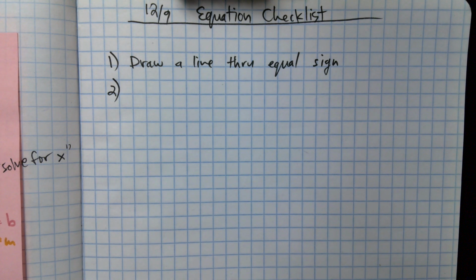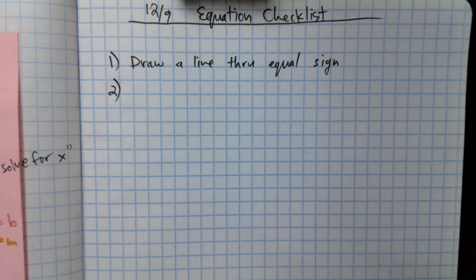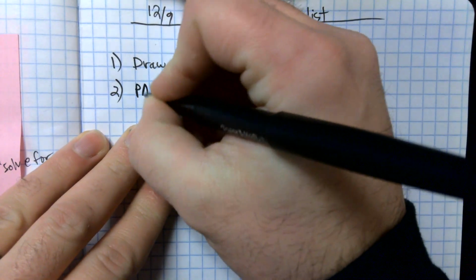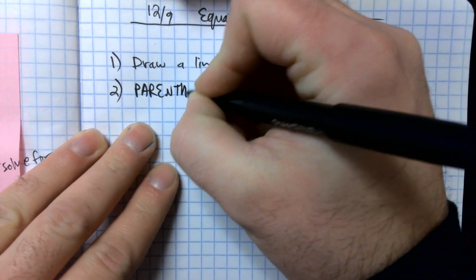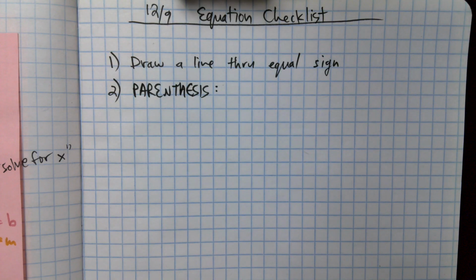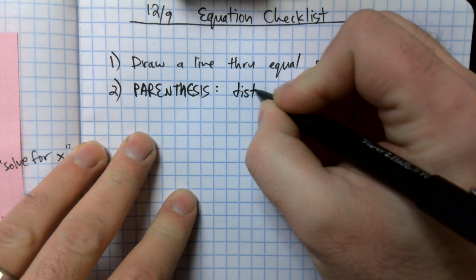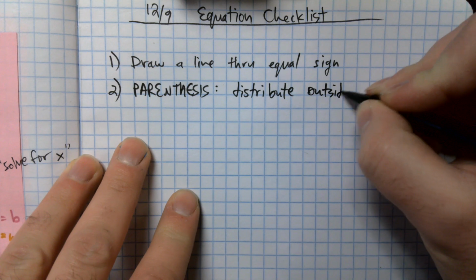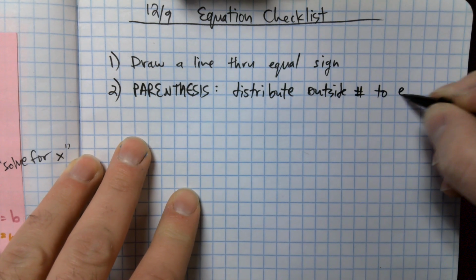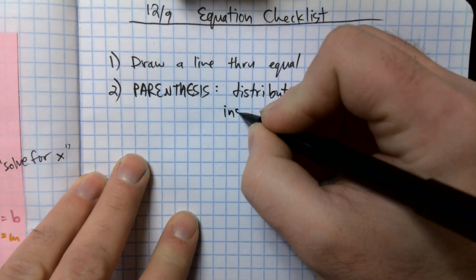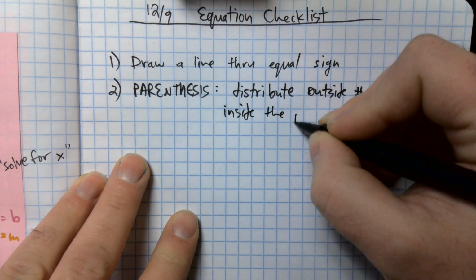Yes, we are looking, we are reading, we are assessing our situation. The first thing that we're going to look for to assess is parentheses. When I see parentheses in my equation, what does that tell me I need to do? Multiply. More specifically, a word that starts with D. Distribute. Outside number to each term inside the parentheses.